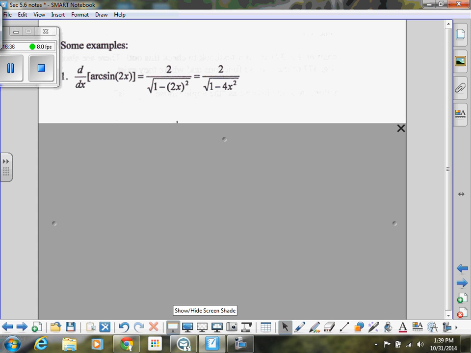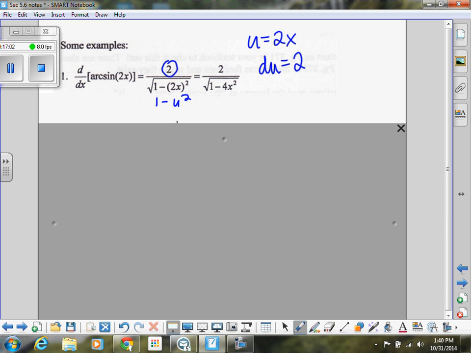So if we're looking at this first example, we're doing the derivative of arc sine of 2x. So what is the u? The u is the 2x. So the du, or the u prime, is just 2. Okay, so if I take the derivative of this, I'm going to have 2 on the numerator, and then I'm going to have the square root of 1 minus u squared. So here's the 1 minus u squared part. And then that's just simplified. We're good with that?